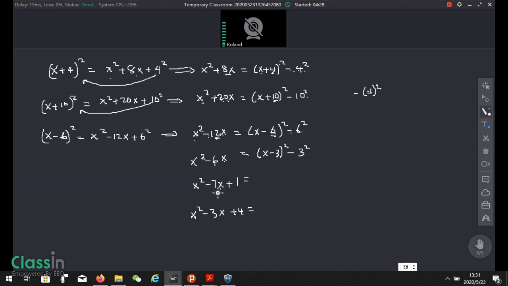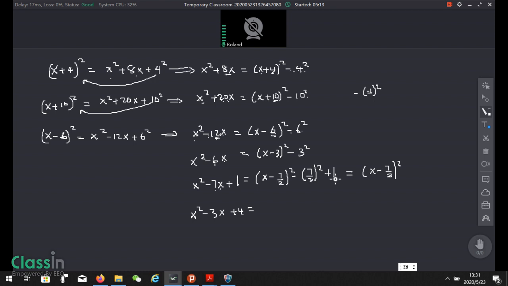The coefficient of x is negative 7. Half of negative 7 is negative 7 over 2. So we can say x minus 7 over 2, or simply 3.5, all squared minus the same value squared, 7 over 2 squared. If we come here, x squared minus 3x plus 4. Okay, sorry, there is plus 1 here. So we can add the 1 and conclude that this is the same as x minus 7 over 2 all squared, then we got negative 7 over 2 all squared plus 1.